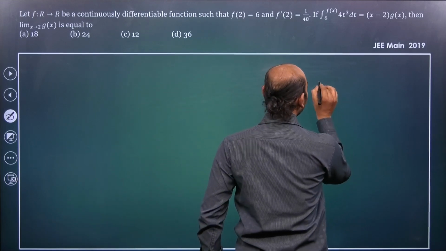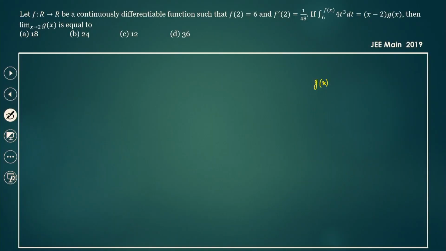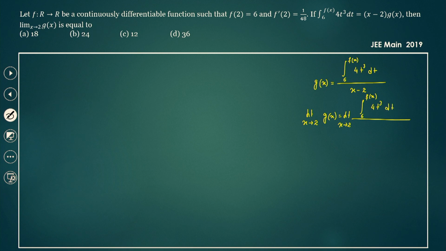So we can calculate that g(x) is equal to the denominator x minus 2, and the integration from 6 to f(x) of 4t cube dt. That's it. Now if I apply the limit x tends to 2 to g(x), it becomes the limit x tends to 2 of the same function, so just repeat it again: the integral from 6 to f(x) of 4t cube dt divided by x minus 2.